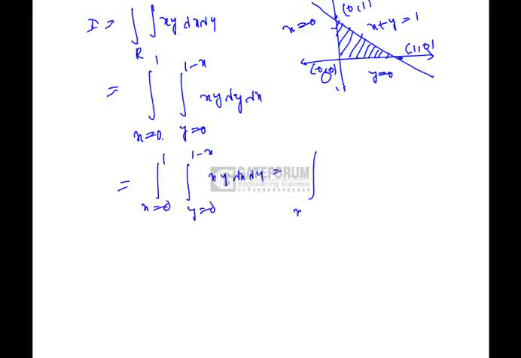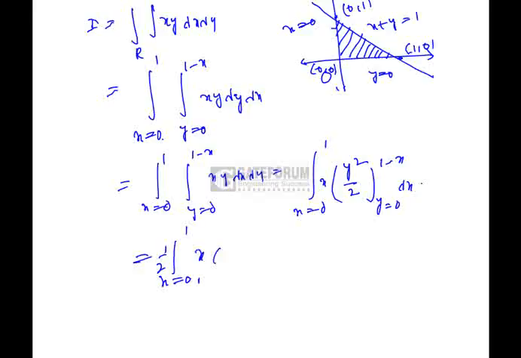If I integrate, it will be x is equal to 0 to 1. If I integrate y, it is y square by 2 between the limits. So this is nothing but the integral x is equal to 0 to 1 of x by 2. I'll take this half out of the integral, half into x into 1 minus x whole square dx, which can be written as half into the integral from x is equal to 0 to 1 of x minus 2x square plus x cube.